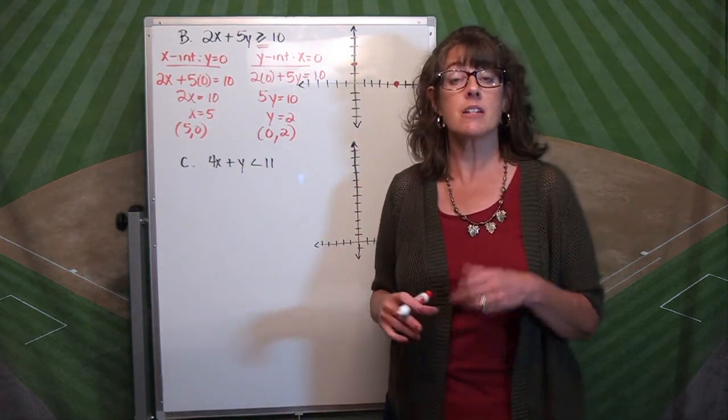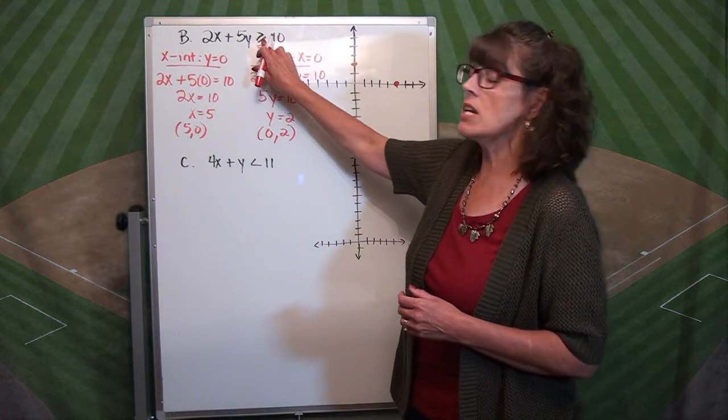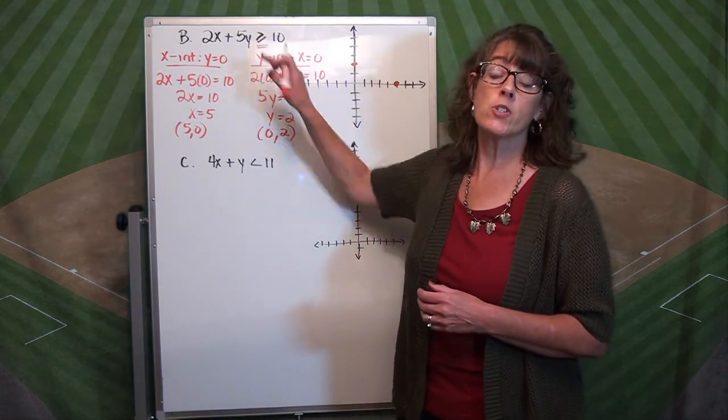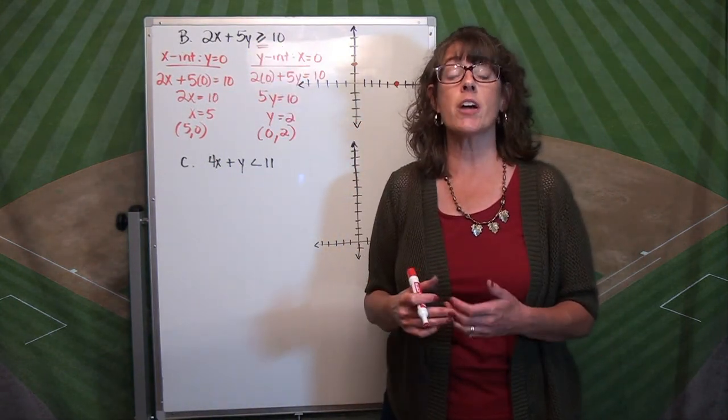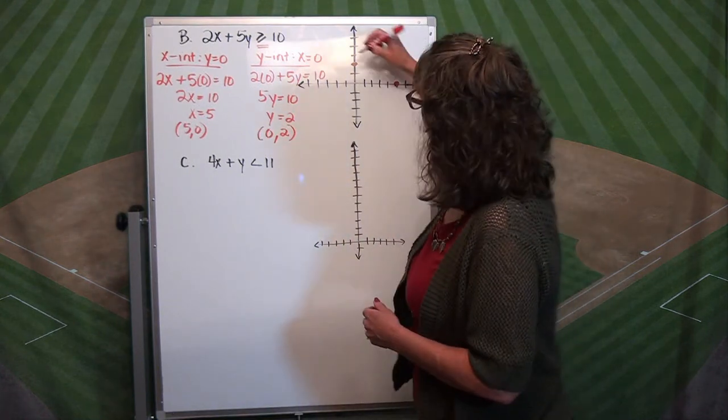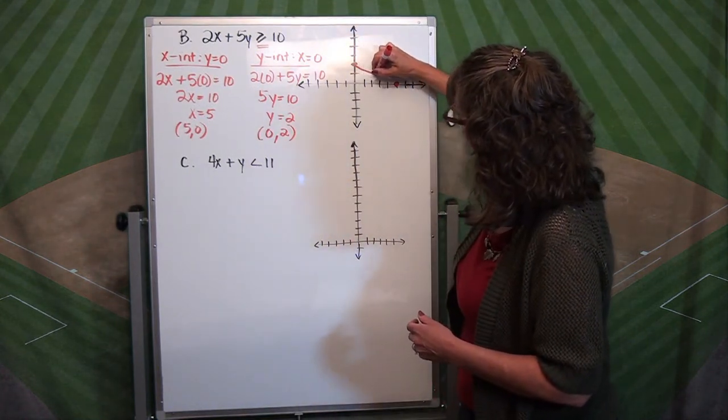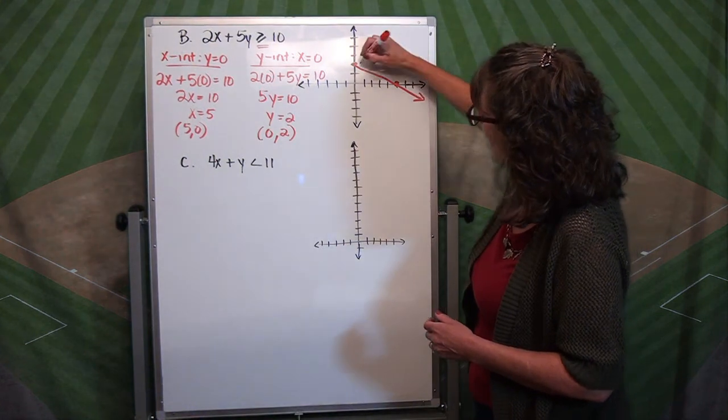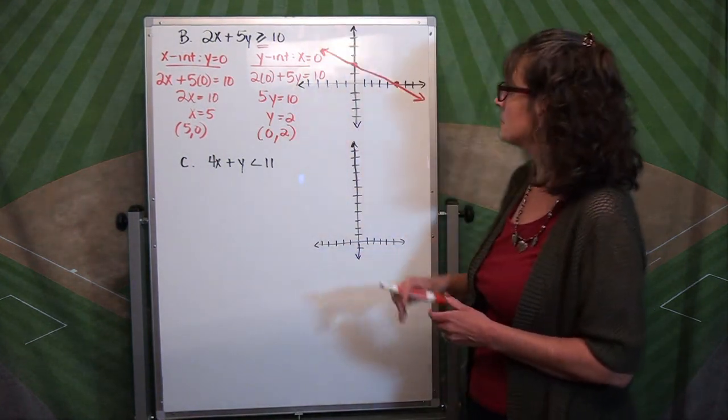I just need to decide, is it solid or dotted? There's an equal to part here. When there's an equal to part, is it solid or dotted? Yes, it is solid. So I'm going to connect these two with a solid line, praying and praying and praying that it's straight, because man, I have a hard time drawing a straight line.